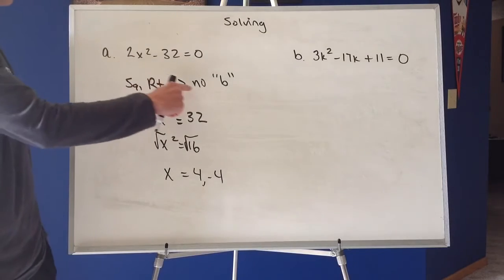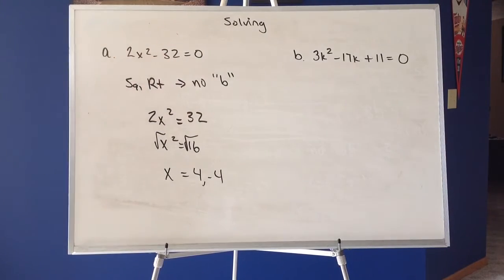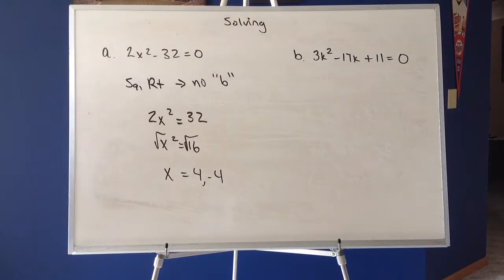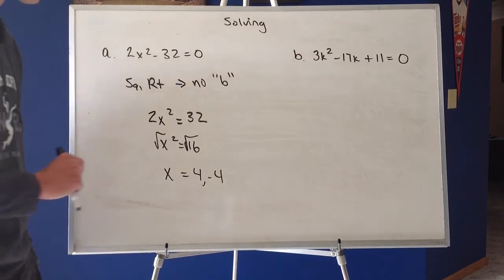So if there's no b term, square root method is the most efficient. You could factor, you could use quadratic formula. You would get the same answer.